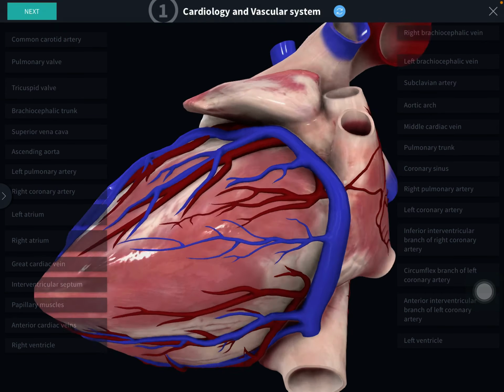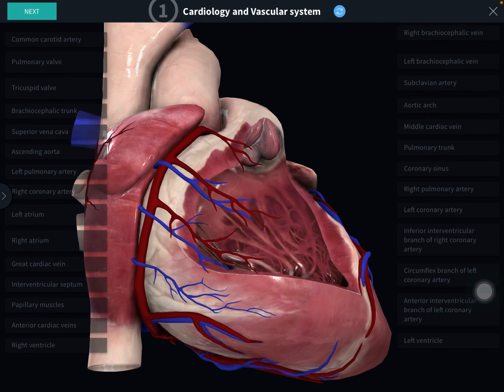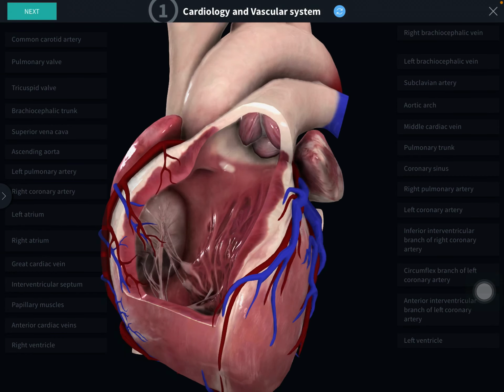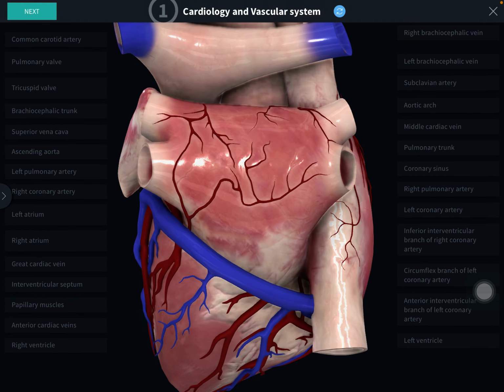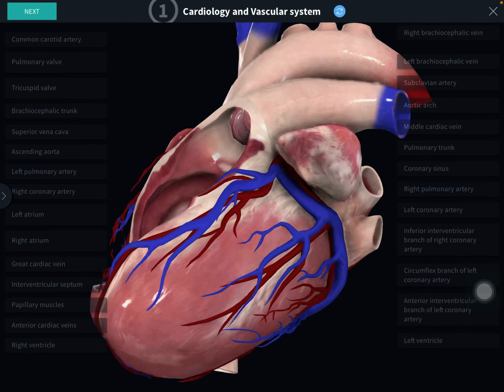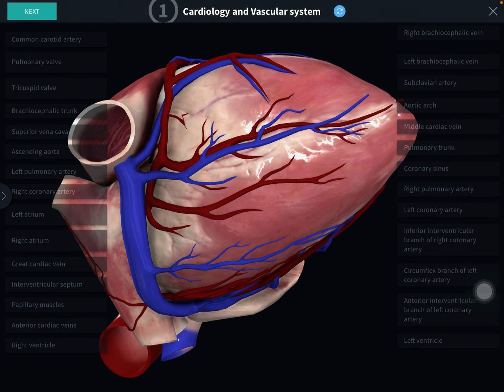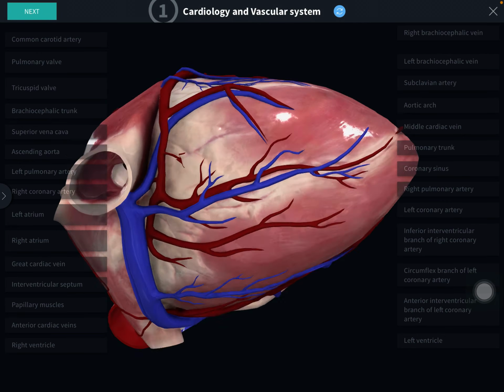Some important points we should now revise. Summary: the heart presents the following features. The apex is formed only by the left ventricle, the base only by the two atria, the right border only by the right atrium, and the diaphragmatic surface only by the two ventricles.